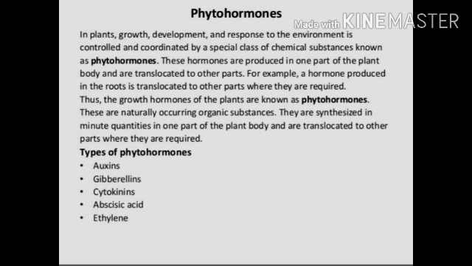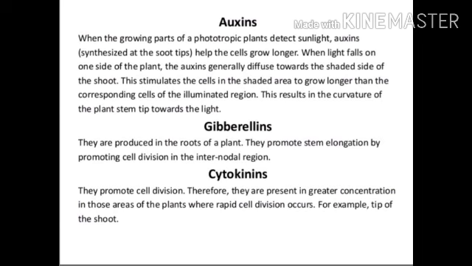These phytohormones play an important role in plants. So let's start with auxin. When the plant is growing, the part of the phototropic plant detects sunlight, and auxin, which is synthesized at the shoot tip, helps the cells grow longer. When the light falls on one side of the plant, the auxin diffuses towards the shaded side of the shoot.